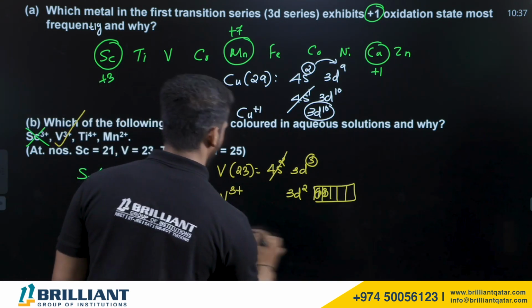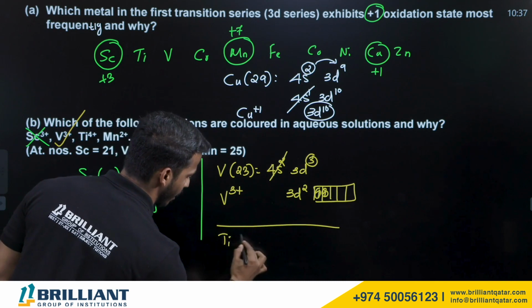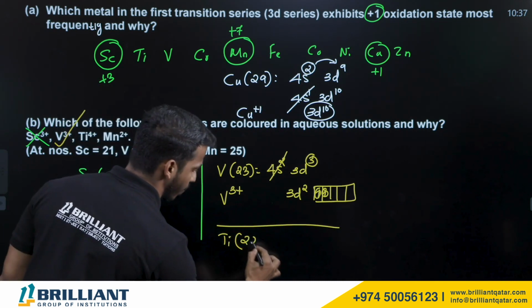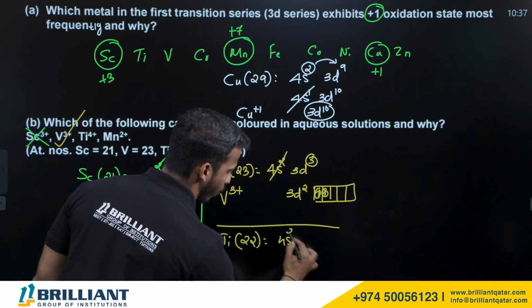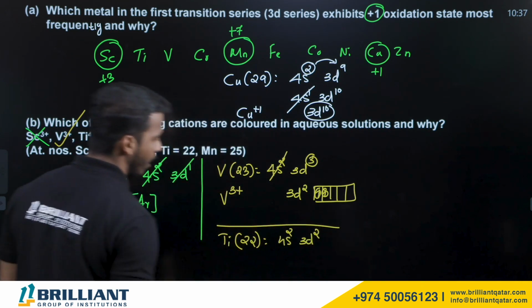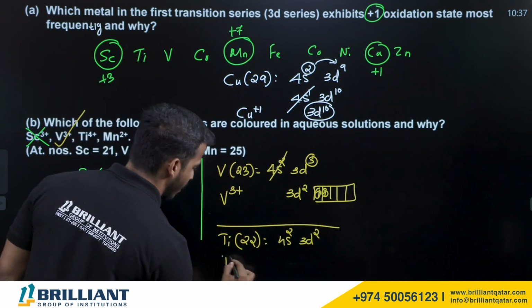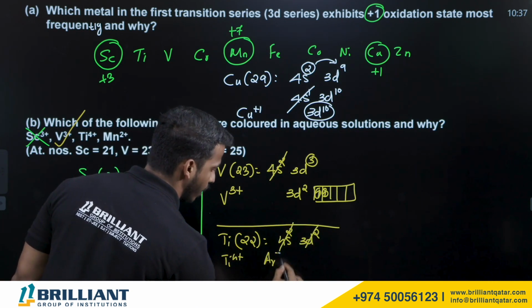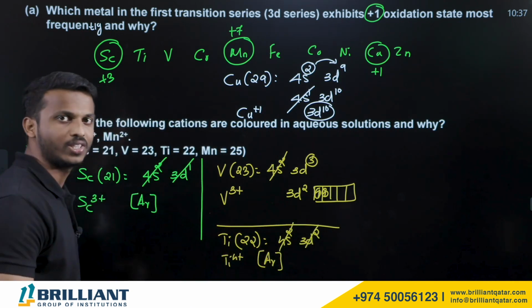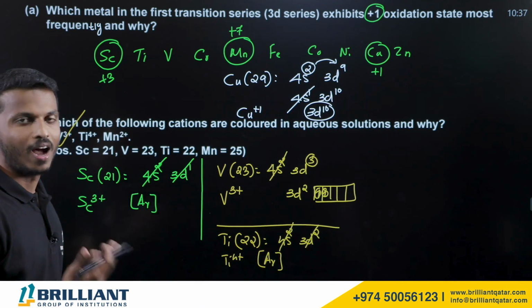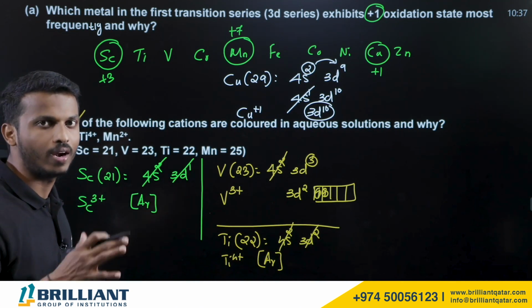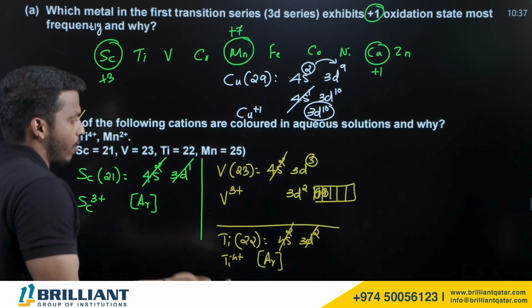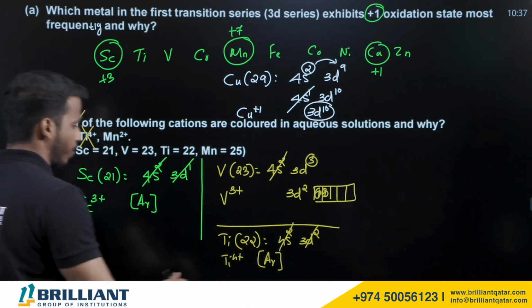Next one is titanium 4+. Titanium atomic number 22. Configuration is 4s2 3d2. Titanium 4+ means it has to lose the outermost 4 electrons. It will get the argon noble gas configuration. Argon is fully filled, so the outermost orbital is fully filled. It does not have unpaired electrons. So titanium 4+ cannot show color.